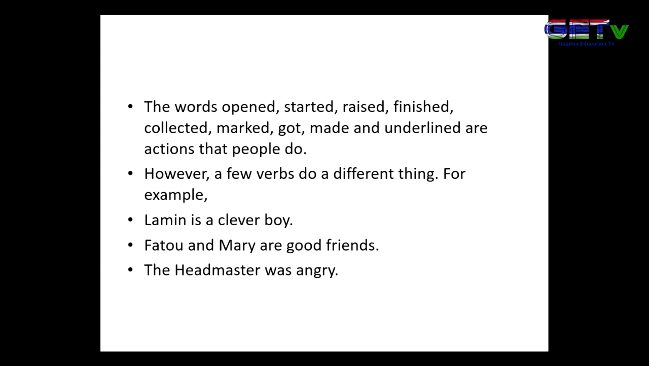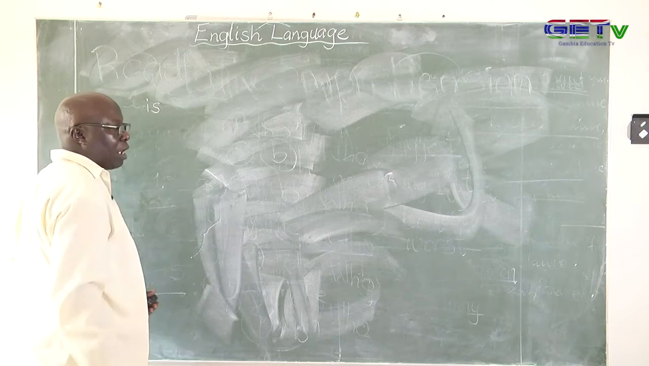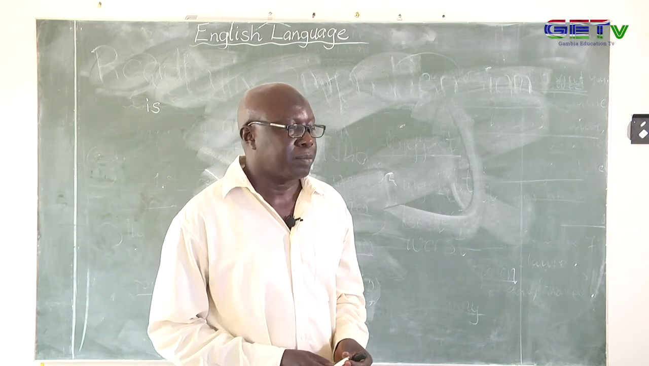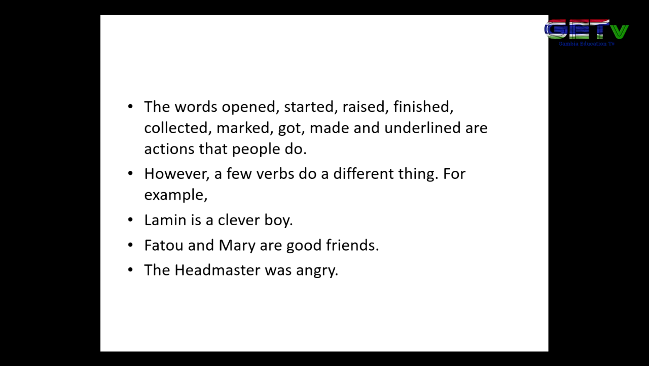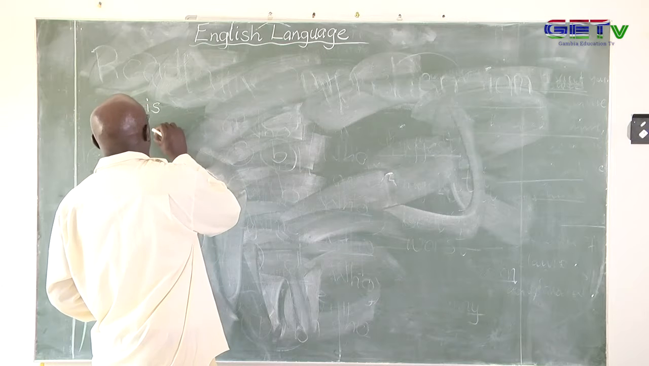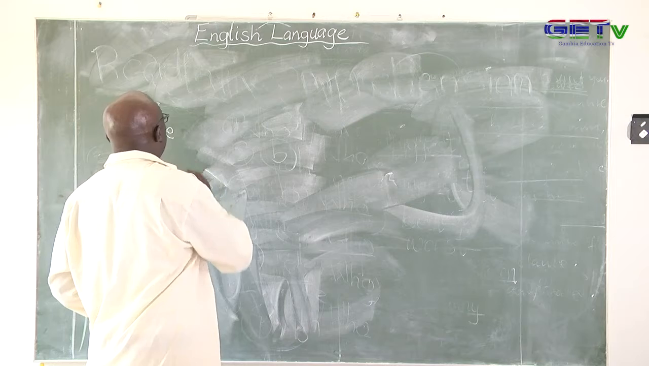Now, the words opened, started, raised, finished, collected, marked, got, made, and underlined are actions that people do. However, a few verbs do a different thing. For example, Lamin is a clever boy. The verb in that sentence is "is." Fatu and Mary are good friends.